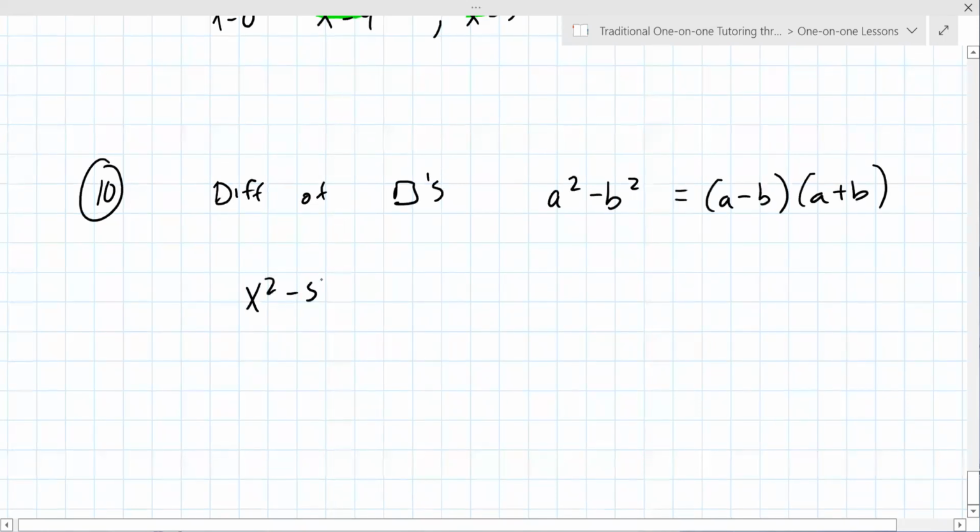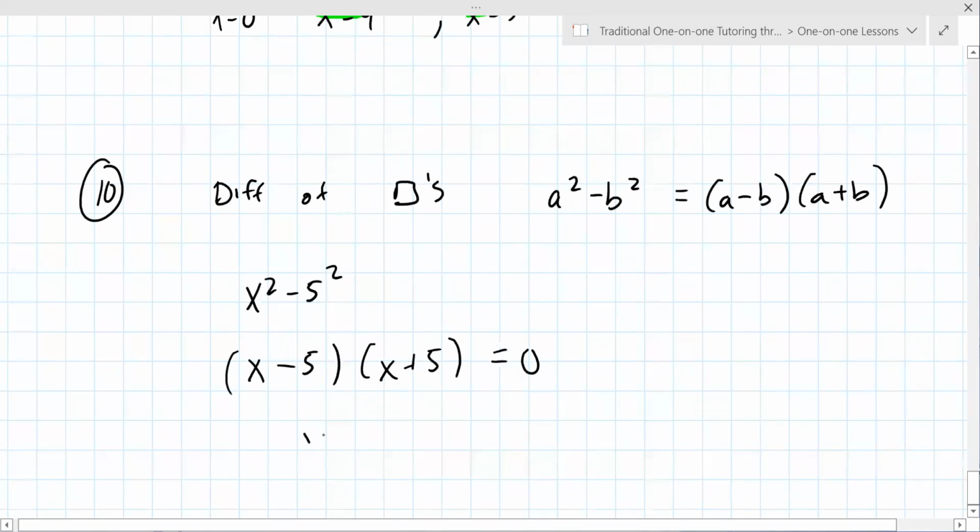I mean, you already gave me the answer. So you get x minus 5, x plus 5, that's the factor, but what is the solution to solving this? X equals 5 and x equals -5. Yes.